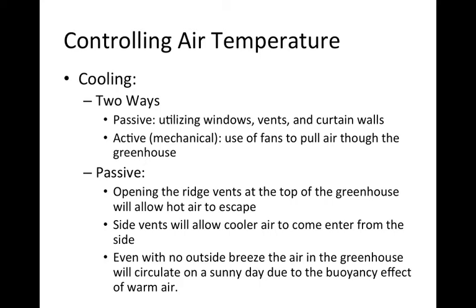Next up in controlling air temperature is cooling. There are two ways to control cooling. First off is passive, which utilizes windows, vents, and curtain walls to cool the air, and next is active or mechanical, with the use of fans to pull the air through the greenhouse.